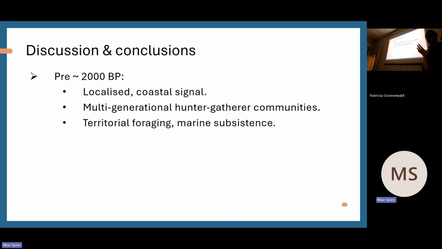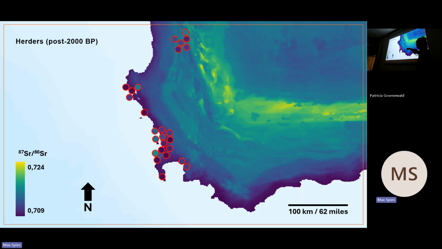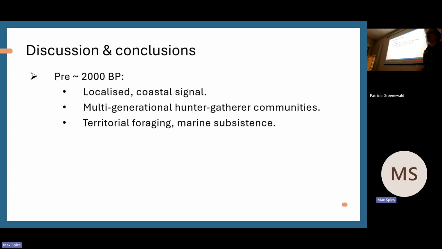So pre-2000 BP, we see a localized signal. Look, we can't exclude movement up and down the coast because that pretty much all has the same ratio. I'll show you again, right? This dark blue purple color is all pretty much the same. So we can't exclude that people moved up and down a little bit, but we can say quite confidently that people weren't moving inland. So there's a pretty clear pattern of multi-generational, long-term hunter-gatherer communities living in pretty much the same place, relying predominantly on marine resources, or at least foraging in the immediate vicinity of the coast.